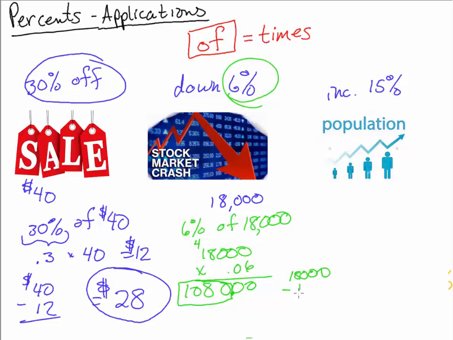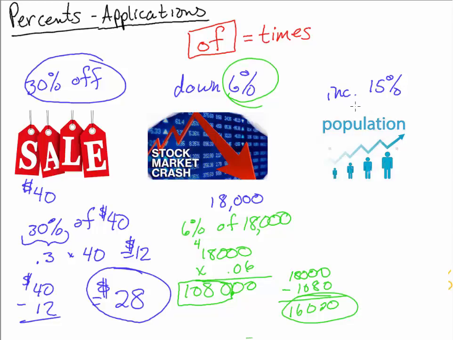So it now decreases down 1,080. So this now gets 16,020. There we go. It's now decreased down 6% to that. So let's do an increase one and see the exact same kind of pattern.